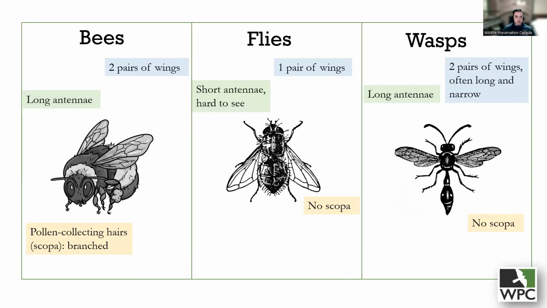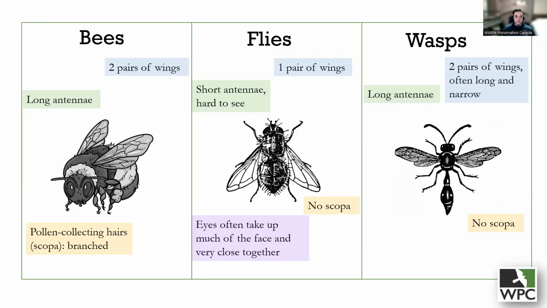Bees have these scopa and their pollen collecting hairs because they need a lot more pollen because they're not just feeding themselves, but they're also bringing that pollen back to their colonies where they're feeding dozens or hundreds of other bees. So the pollen collecting hairs become very important for that bee in their foraging processes.